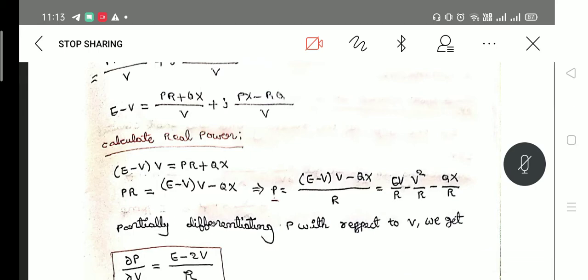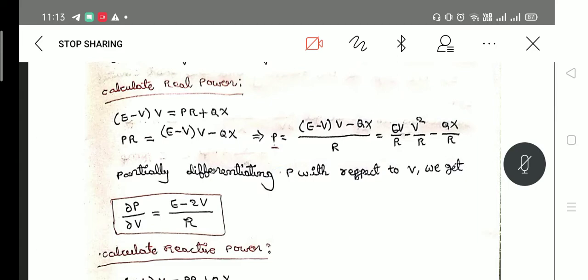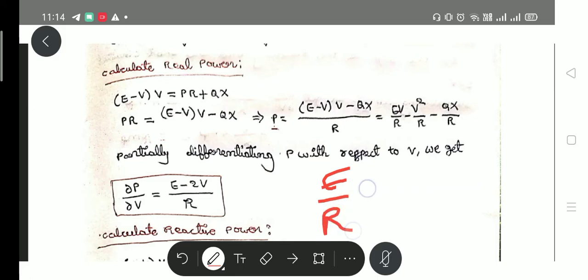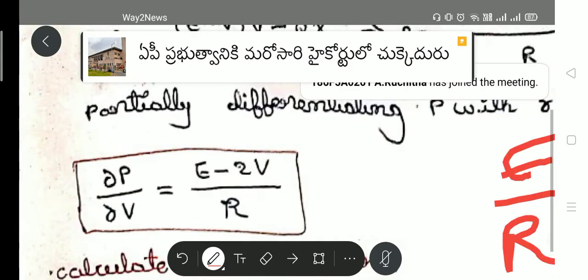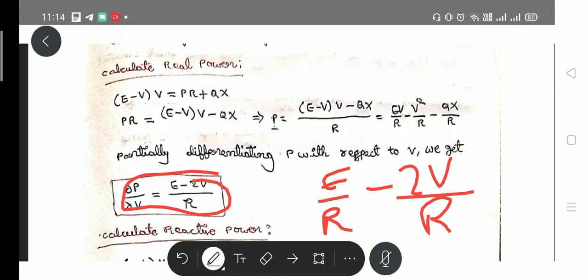I am multiplying and separating all the terms here: EV by R minus V squared by R minus QX by R. Now I am differentiating with respect to V. This P function I am partially differentiating with respect to V, dou P by dou V. The differentiation of V here is 1, so we get E by R as the first term. Next, the differentiation of V squared is 2V, so 2V by R. So dou P by dou V is E minus 2V by R.